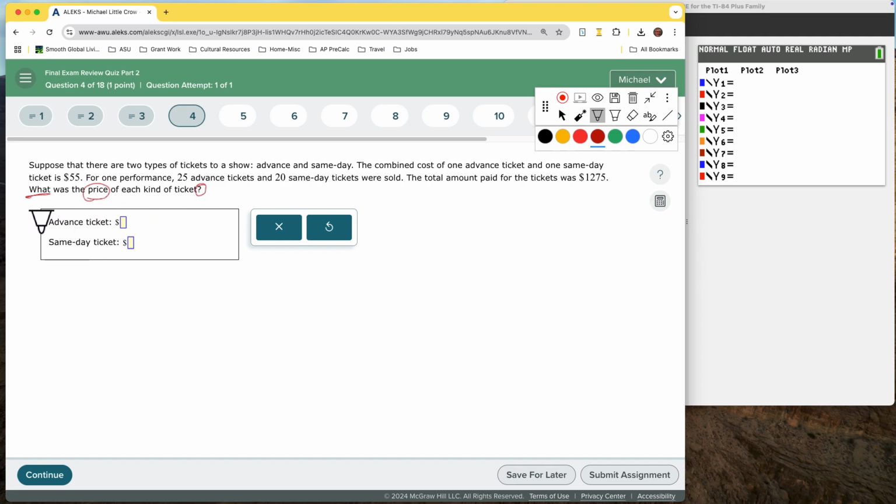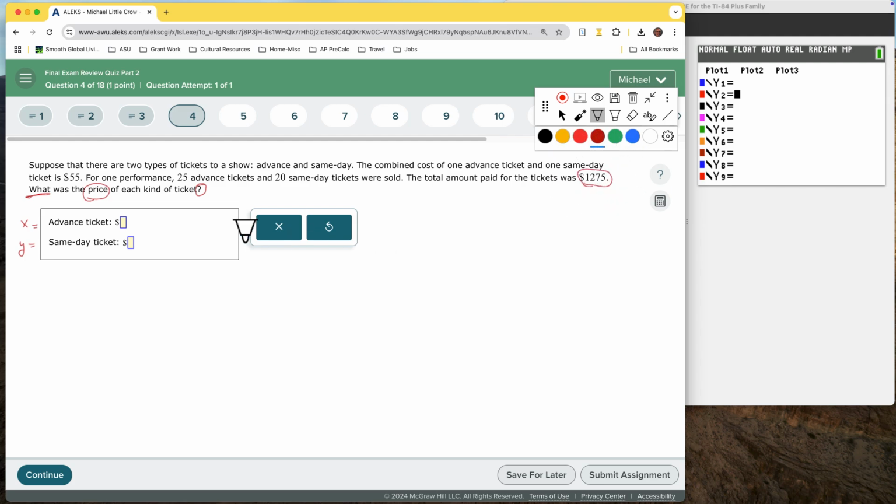We look down here at the answer. We have two kinds. So let's assign one a value of X and the other one Y so we don't get them mixed up. Whenever we do something with an advance ticket, it's going to have an X variable, and the Y is going to be the same day ticket. Remember, these are the costs of the tickets. And I think we'll be able to get there. So now we go back. Total amount paid for the tickets was $12.75.